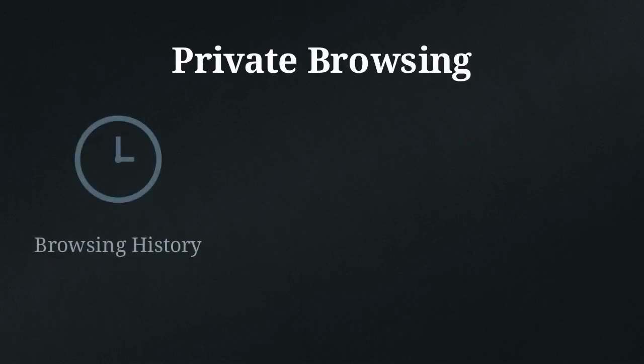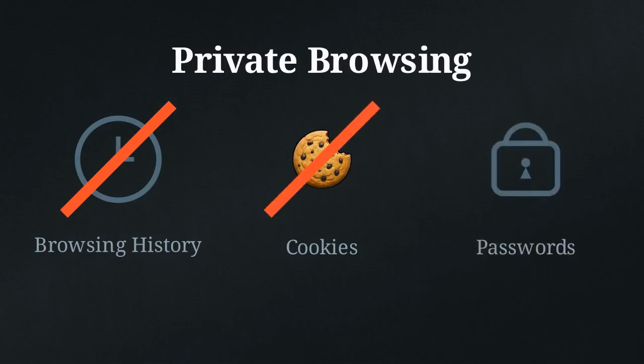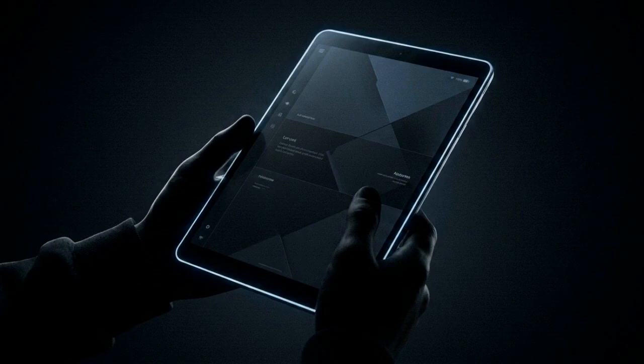When you turn this on, your browser makes a very specific promise. It will not save your browsing history. It won't store your cookies, the tiny files websites use to remember you, and it won't keep any passwords you type during the session. But there is a strict boundary to that protection. It only applies to the literal, physical device sitting in your hands right now.